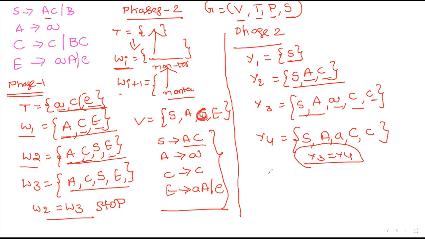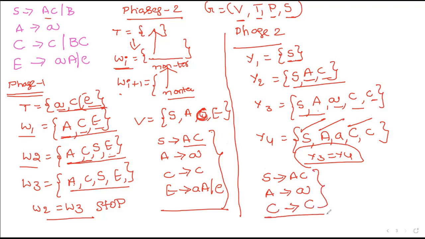Now, what is the final grammar? S tends to AC, A tends to a, C tends to c. Observe, this is the first one, this is the second one, this is the third one. This is the final grammar. That means I am eliminating E also. You got the point?